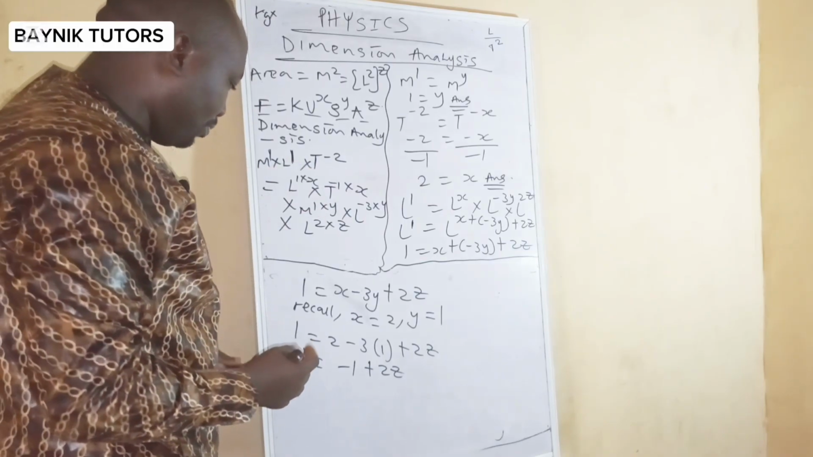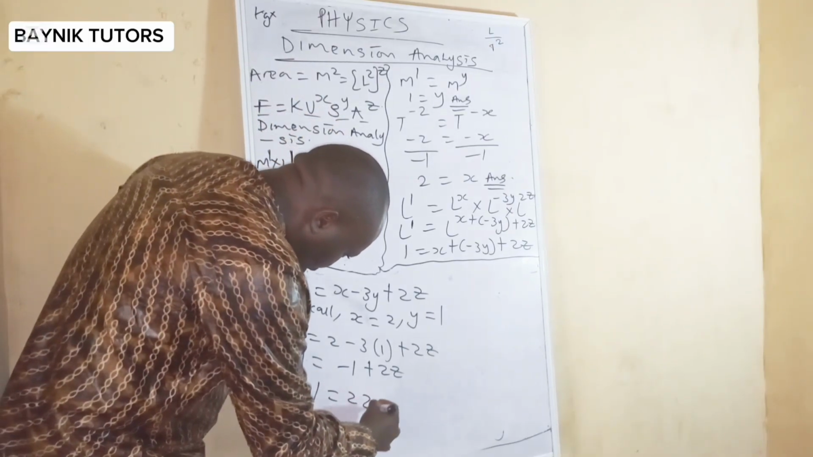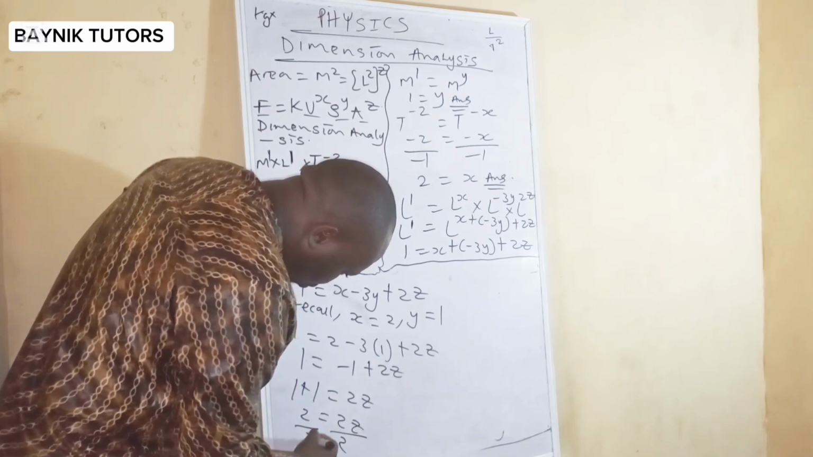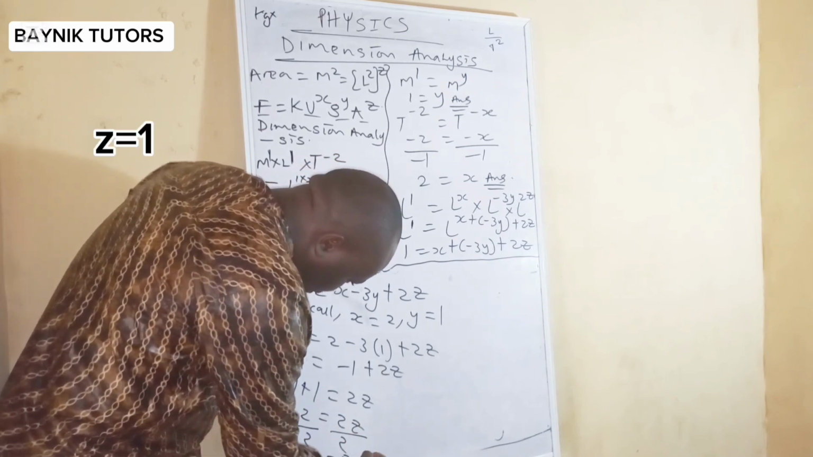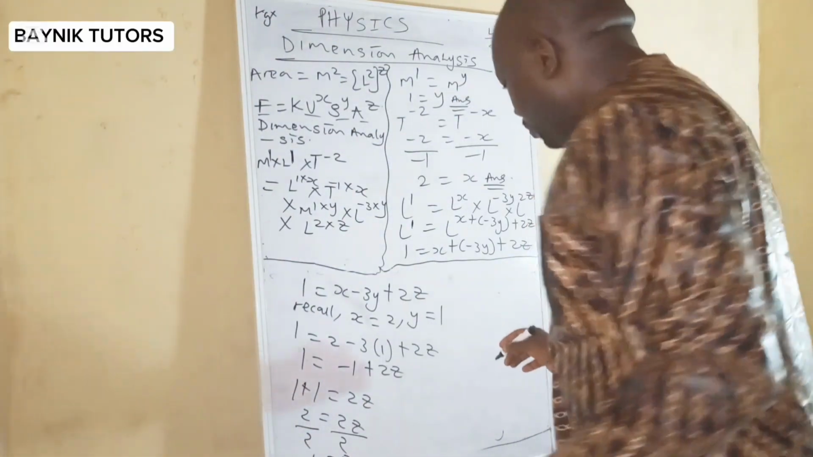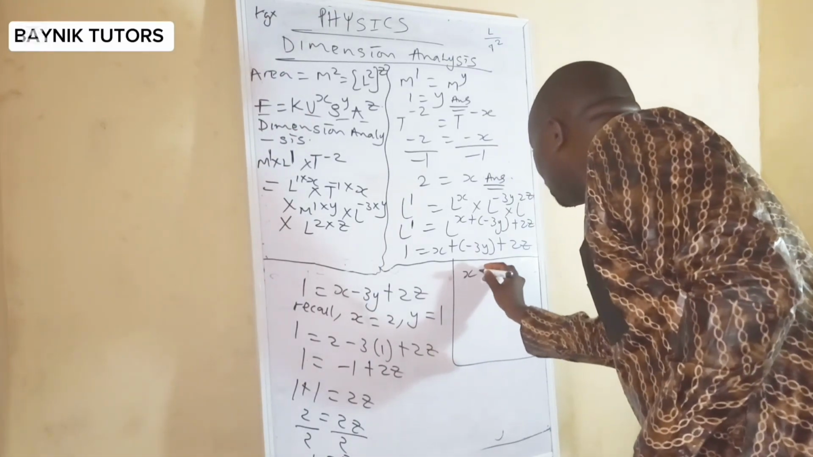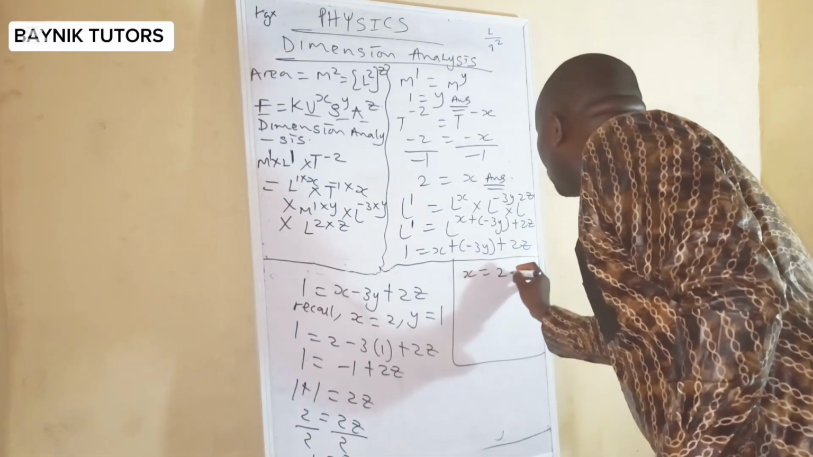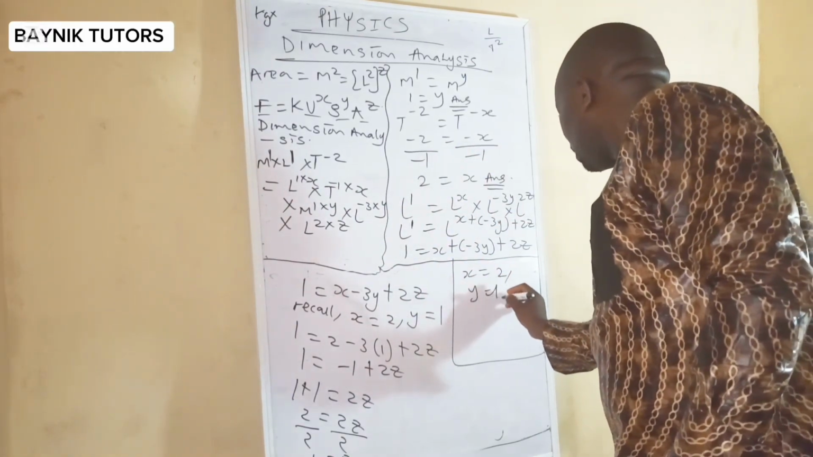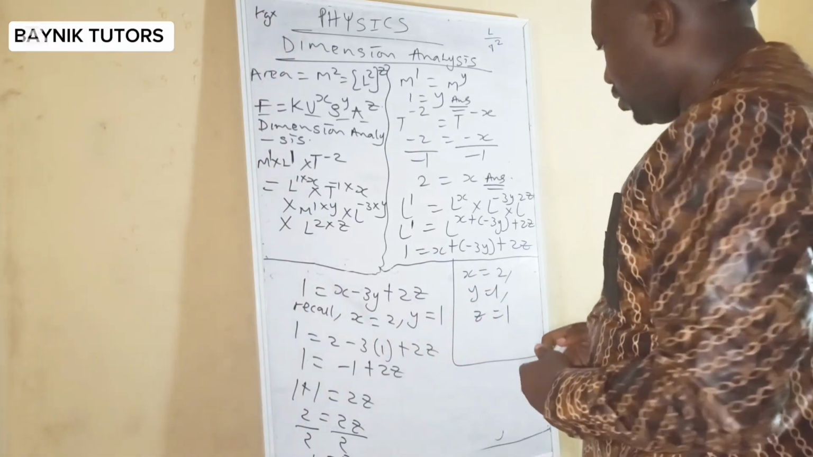So here will now be 1 plus 1 is equal to 2z. So 2 is equal to 2z, we divide by 2. 1 is equal to z. So we can now say, therefore, x is equal to 2 according to what we calculated here, y is equal to 1 and z is equal to 1. So those are the correct answers there.